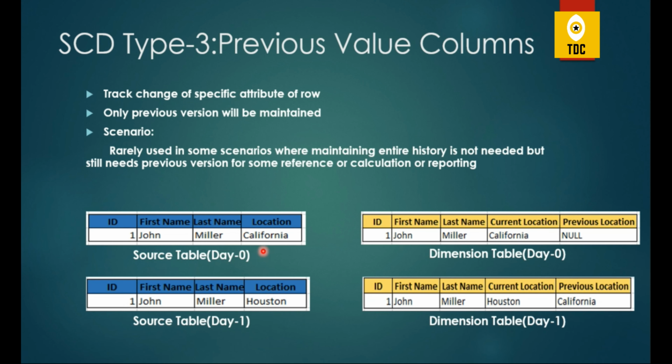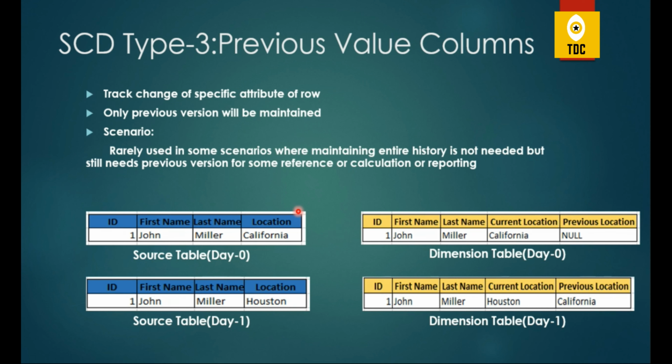On day 1, whenever the location updates, as you can see, I'm just keeping the current version as Houston and the previous version, yesterday's value, which is California. If you closely observe, on any given day you can have only two versions, the current version and the previous version. The entire history is not maintained. If you want to see this person's previous location from 1 week back or 1 month back or 1 year back, you will not be able to get that here. It is just the previous value you can see.